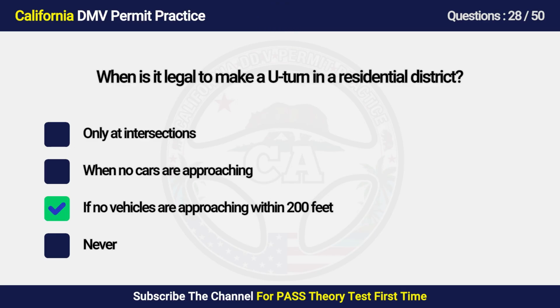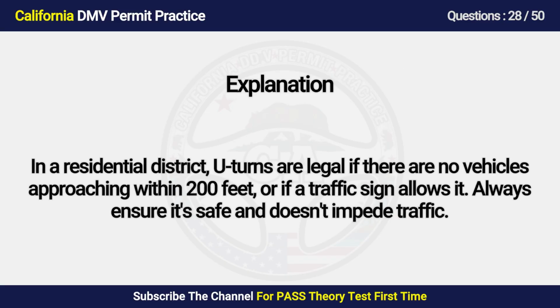Answer is C. If no vehicles are approaching within 200 feet. In a residential district, U-turns are legal if there are no vehicles approaching within 200 feet or if a traffic sign allows it. Always ensure it's safe and doesn't impede traffic.